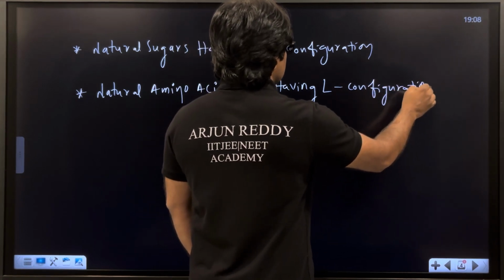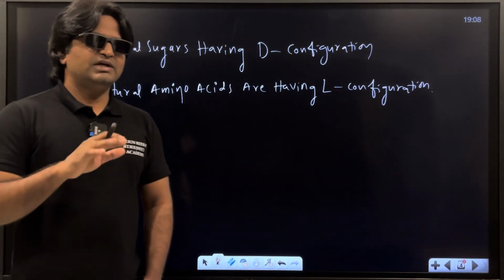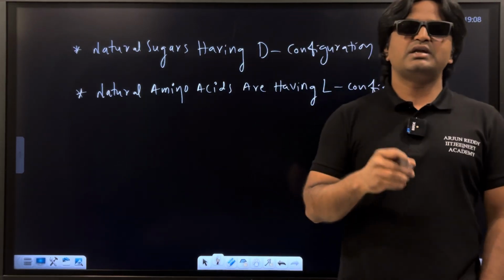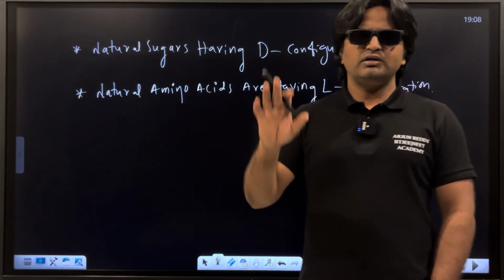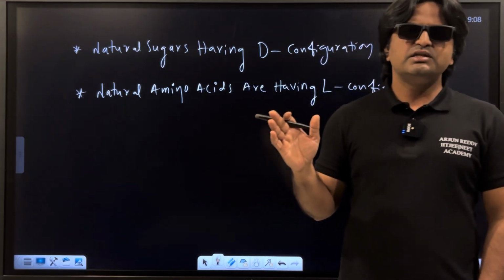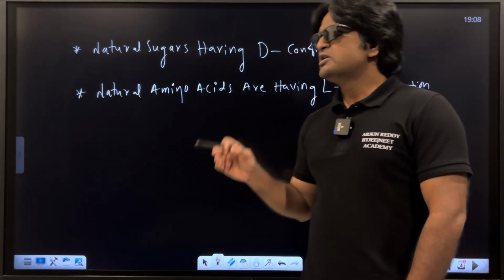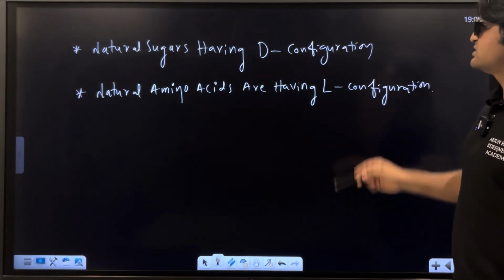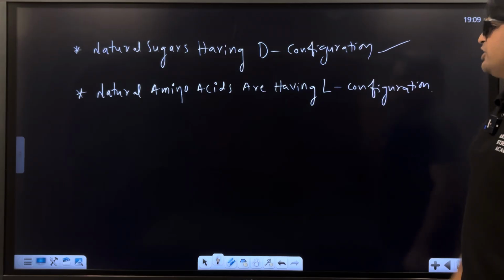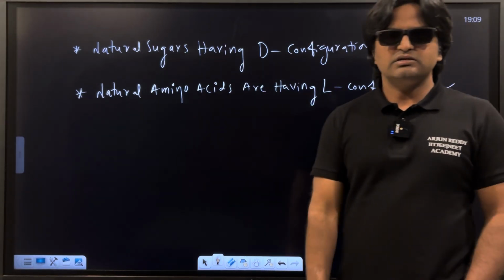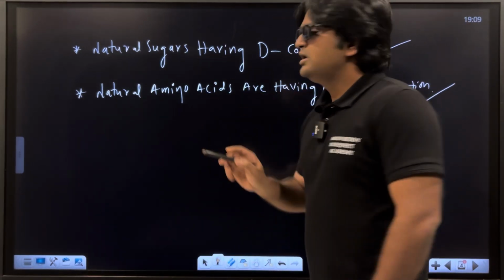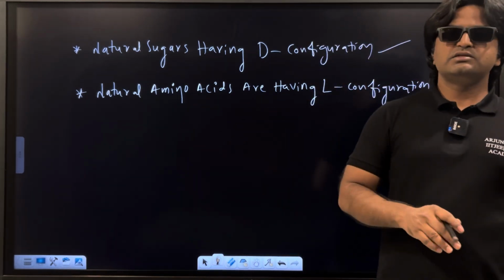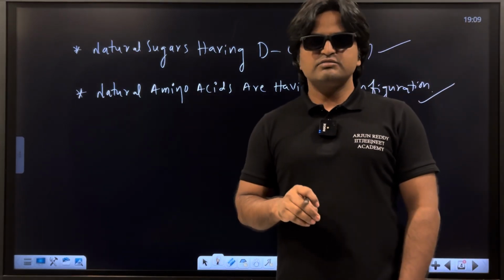In sugars, glyceraldehyde is the reference molecule, but in amino acids, serine is the reference molecule. Here I am not going to write all the structures; there is a separate chapter on biomolecules and amino acids, where we will see all types of molecules. Just remember these points: natural sugars have D configuration, natural amino acids have capital L configuration, the reference molecule for sugars is glyceraldehyde, and for amino acids it is serine.